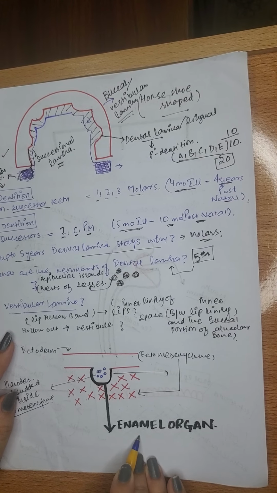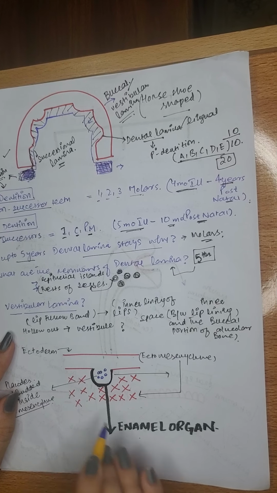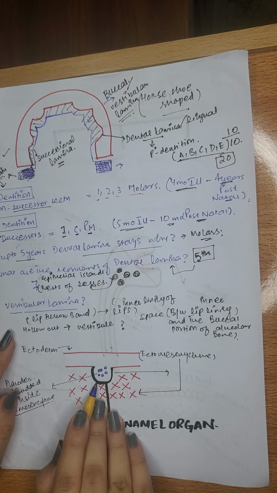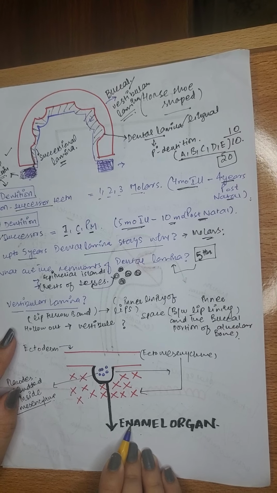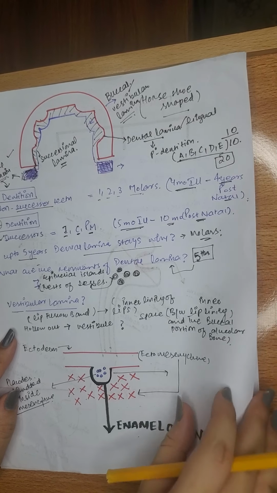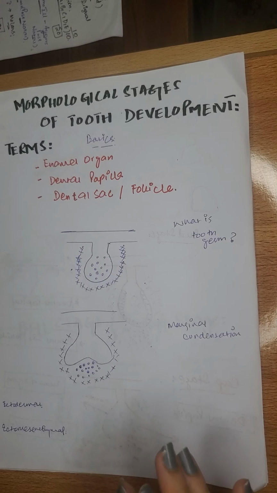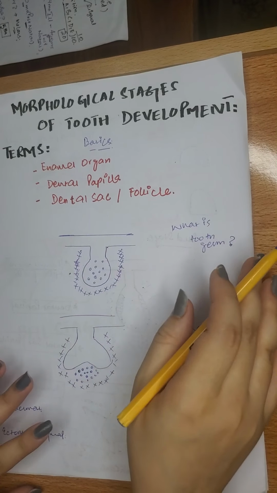This is known as enamel organ. The invagination of the ectodermal layer, or the invagination of the ectoderm inside the connective tissue, is now called an enamel organ. So now we are advancing towards more morphological terms. So morphologically it is named as an enamel organ. So coming up onto the morphological stages of tooth development. Alright, here are a few basic terms.